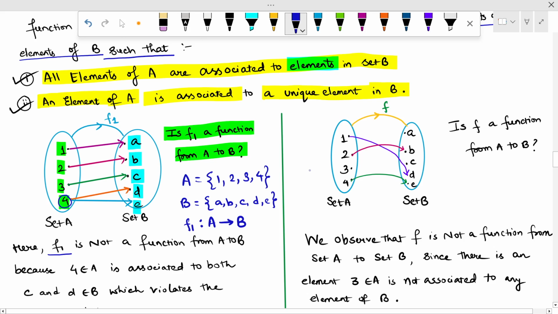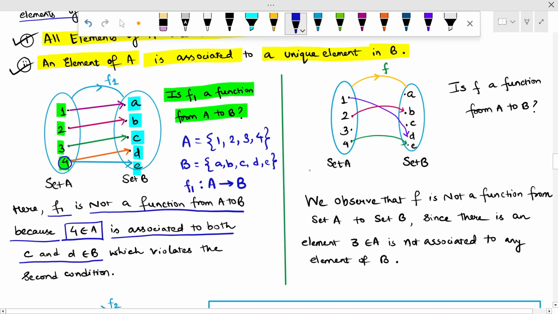F1 is not a function from A to B because the element 4, which belongs to A, is associated to both c and d elements in B, which violates the second condition. So this is not a function. This was our first example. Let's check for the second example.